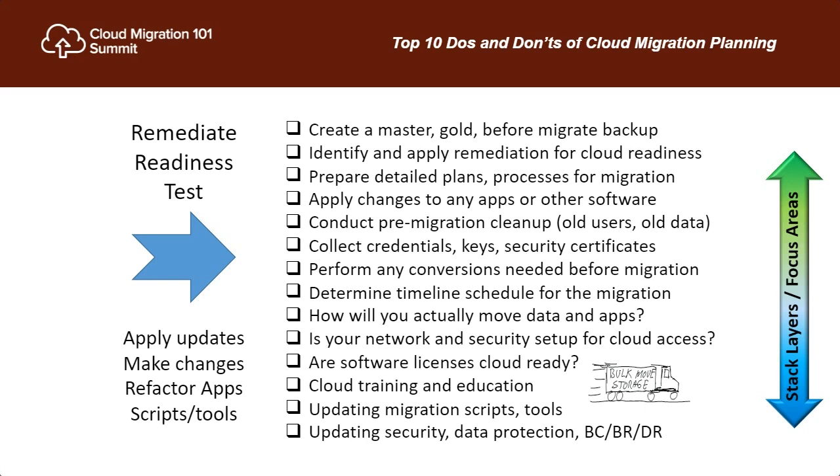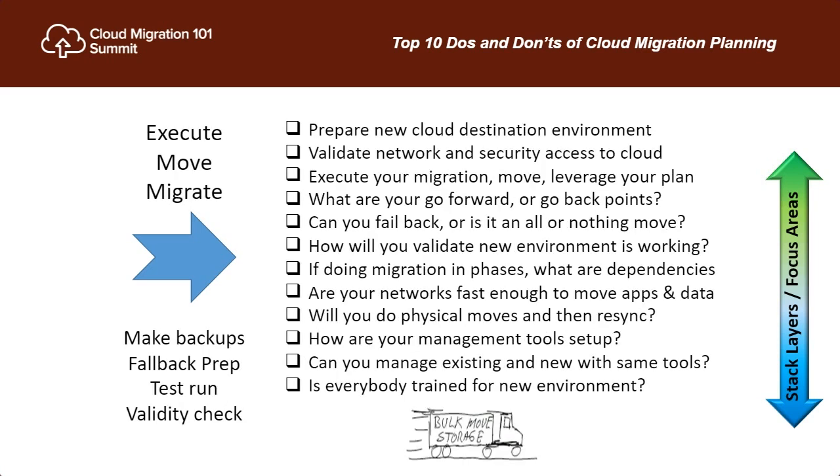All right. So with that in mind, it's time for the move. Let's do it. You've got the destination environment ready. You're going to start validating things. Everything is good to go. You've got your backups. You're able to start the migration, however you're actually doing it. And then there are questions. Can you fail back if need be? Or is it an all or nothing move? And how are you going to be able to validate everything is working? And what are the different dependencies?